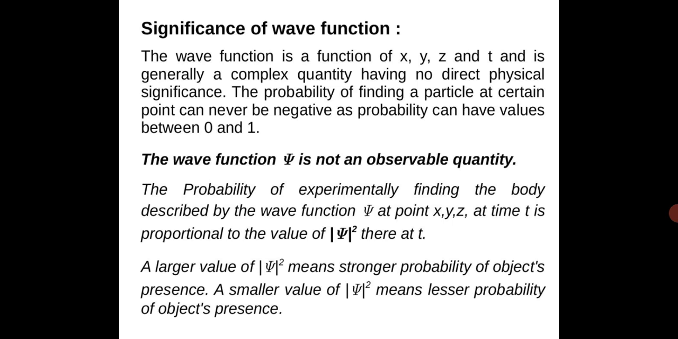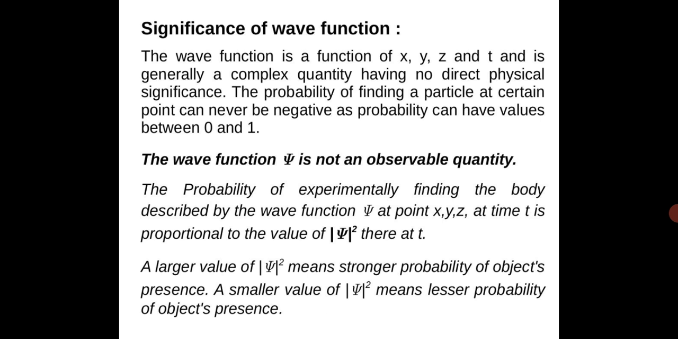Now, today we see the significance of wave function. As we know, wave function is a function of space and time. That is nothing but it is a function of x, y, z and coordinate time, that is t, and is generally a complex quantity having no direct physical significance. The probability of finding a particle at a certain point can never be negative, as probability can have values between 0 and 1. The wave function psi is not an observable quantity.